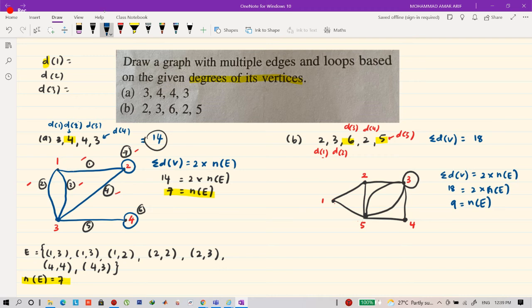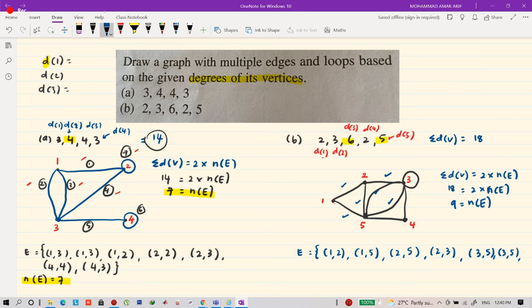So let's try to keluarkan edges-edges yang ada. So kita ada 1 pergi 2, and then 1 pergi 5. So here dah settle, here dah settle. And then kita boleh buat 2 pergi ke 5, and then 2 pergi ke 3. So sini dah settle, sini dah settle. And then next kita buat 3, 5, and then 3, 5, sebab dia multiple edges. So sini dah settle, sini dah settle.